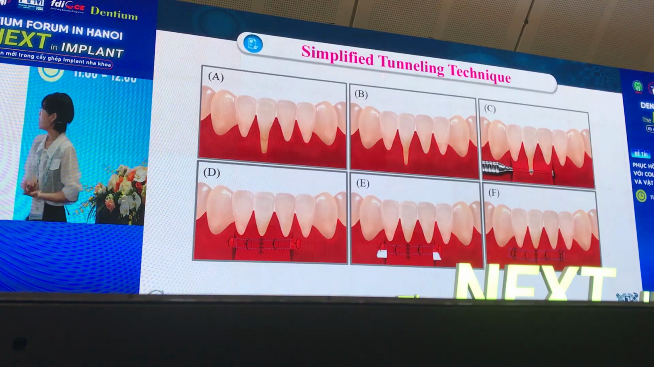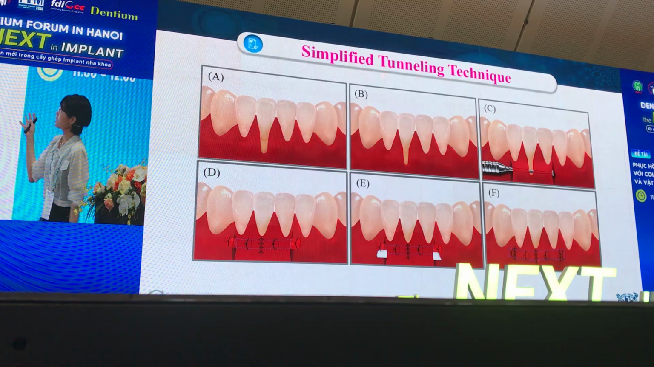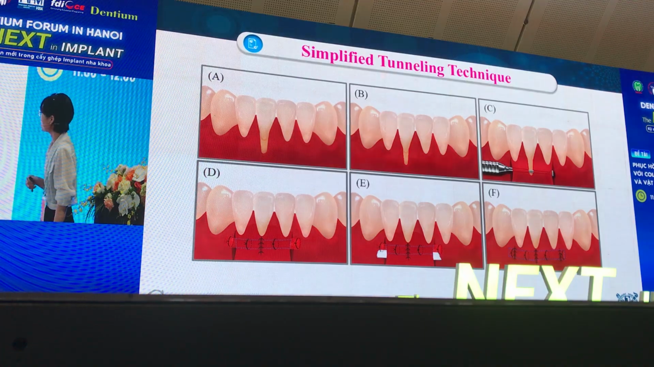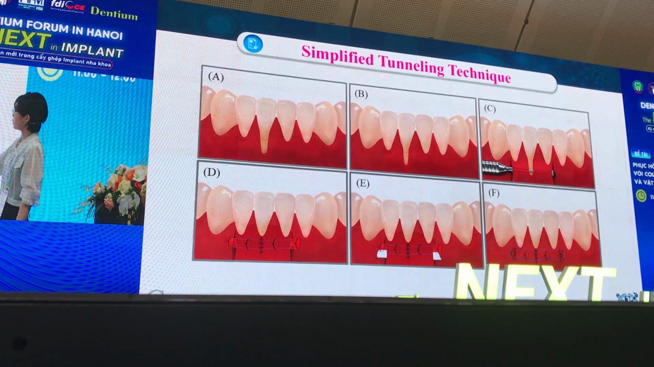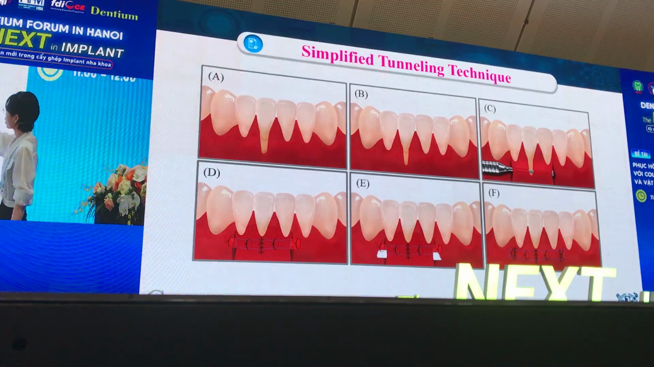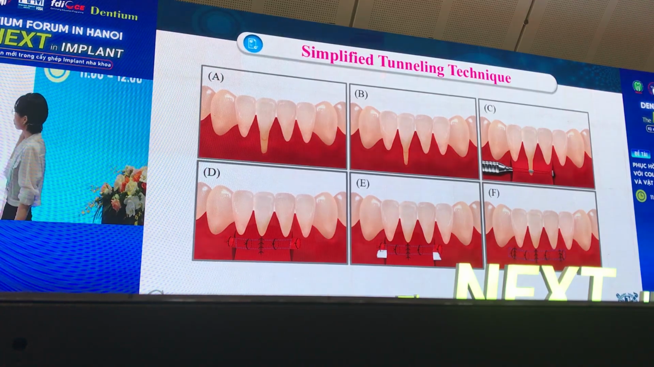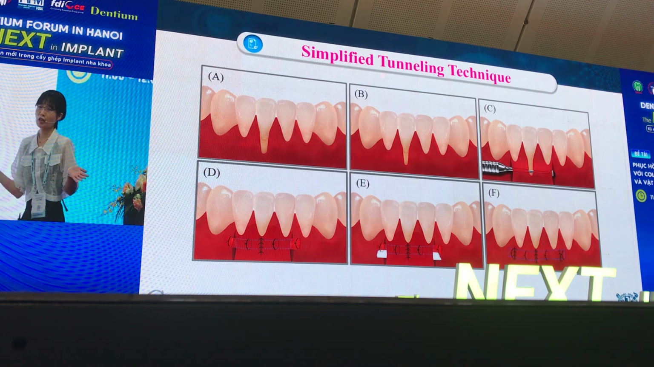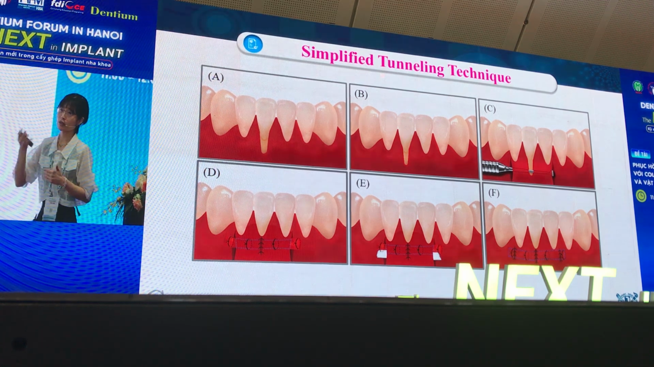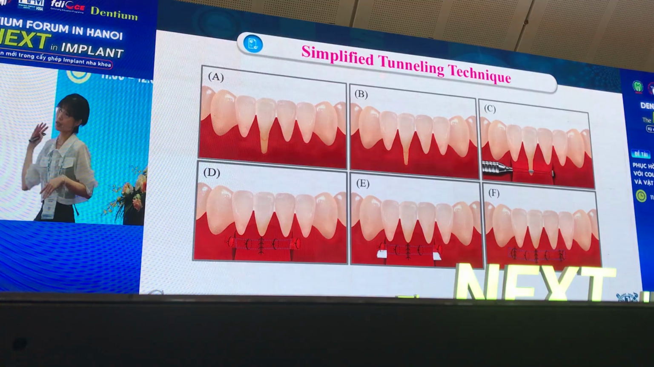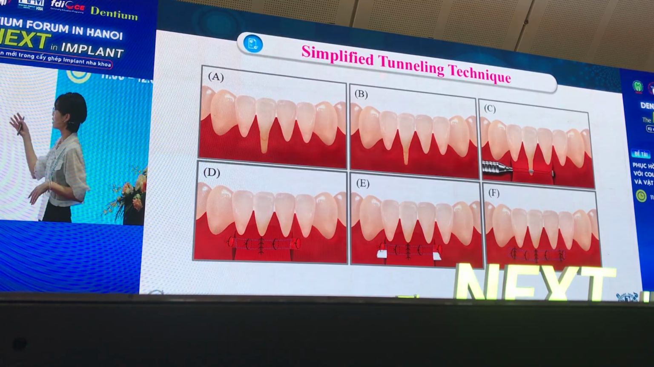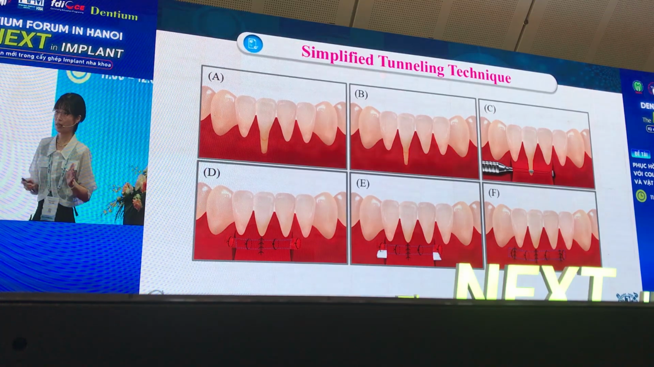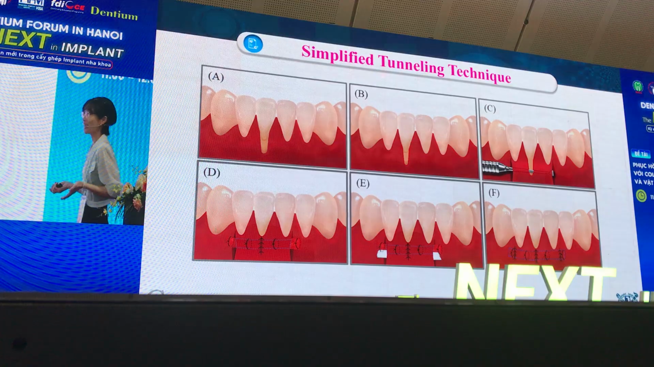So nowadays, I use this technique, the simplified tunneling technique. We make the gingival incisions and the vertical incisions and make the full thickness tunnel, because the tissue is already very thin, so we don't need to make a partial thickness. We can make just a full thickness tunneling, and then put the collagen matrix inside and then suture. That's all. It is very simple, right?